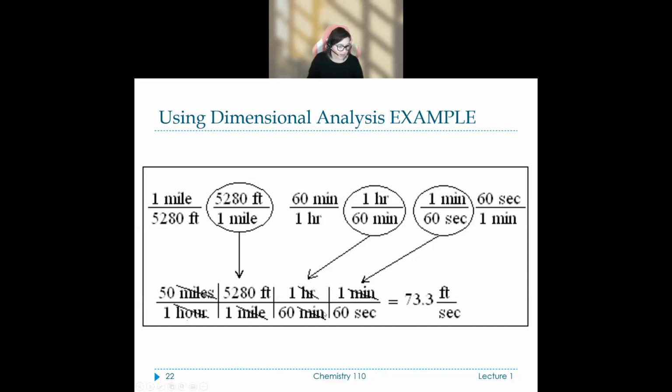I don't want feet per minute. I want feet per second. So I need to use this to get rid of the minutes. Minutes on the bottom here, minutes on the top here, and then that cancels. That leaves me with feet per second, and it ends up being 73.3 feet per second. Does that make sense? I hope so.